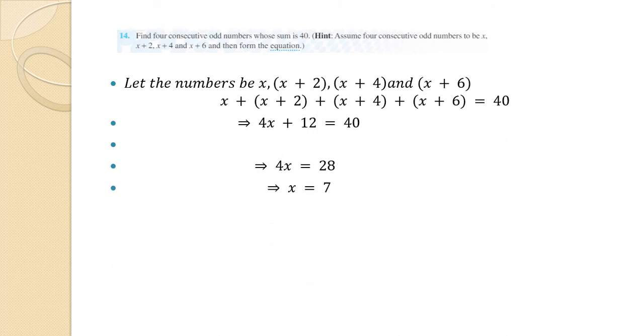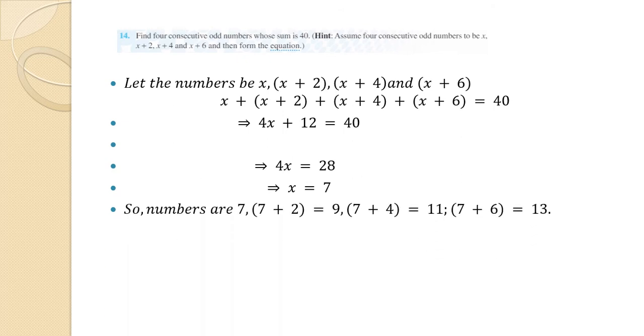So let us find the different numbers now. So the numbers are 7, 7 plus 2, that is 9, 7 plus 4, that is 11, and 7 plus 6, that is 13. So let us now solve one problem related to age.